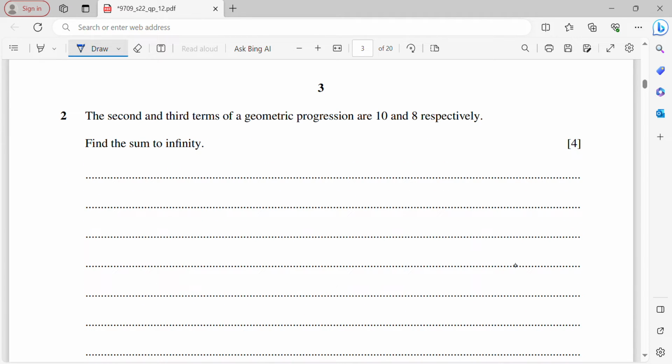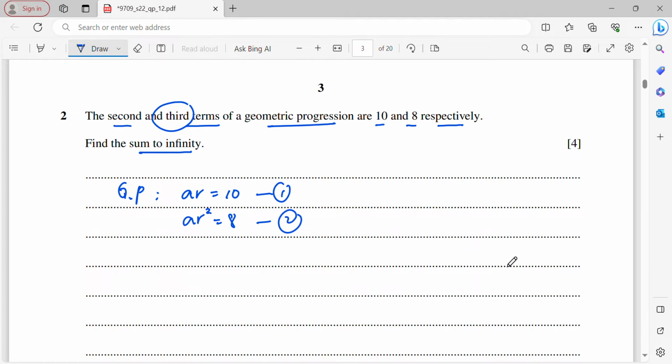Now question number 2. The second and third terms of a geometric progression are 10 and 8 respectively. Find the sum to infinity. So for a geometric progression, the second term is ar and its value is 10. The third term is ar^2 and its value is 8. So from here, I will solve simultaneous equations.